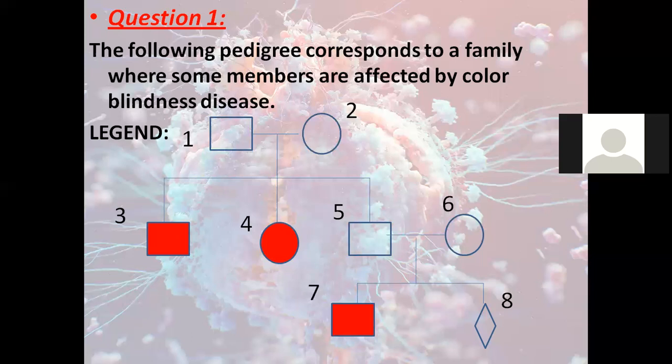Can you answer? We're using N and B? No, I didn't use any symbol. Okay, I want to use the dominant and the recessive only. After crossing 1 and 2, some of the descendants are blind.